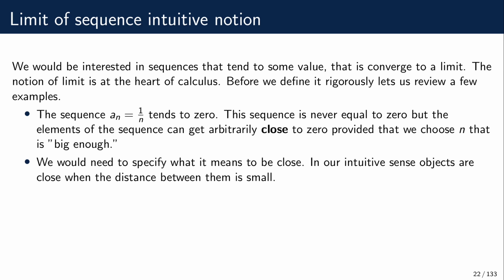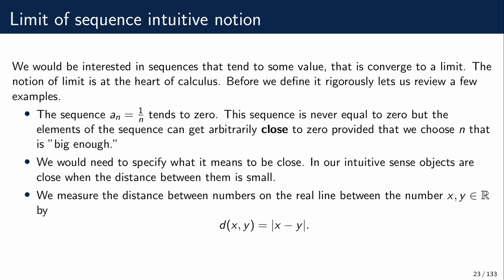Well, on the real line, there is a natural way to measure distances. Basically, for two numbers x and y, we would like to say that the distance between x and y is y minus x or x minus y, whichever is the positive one. If y is greater than x, then the distance between y and x is y minus x. And if x is greater than y, then the distance is x minus y. And for this, we have the absolute value function. The distance that we have defined intuitively is defined by this distance function.